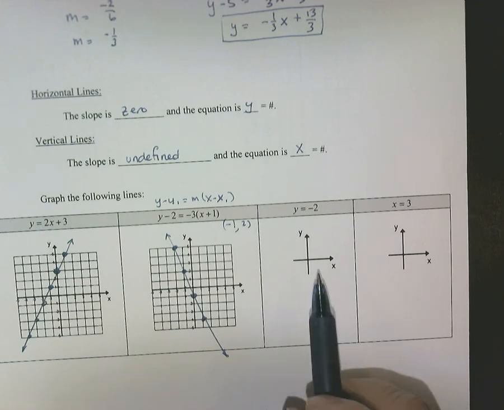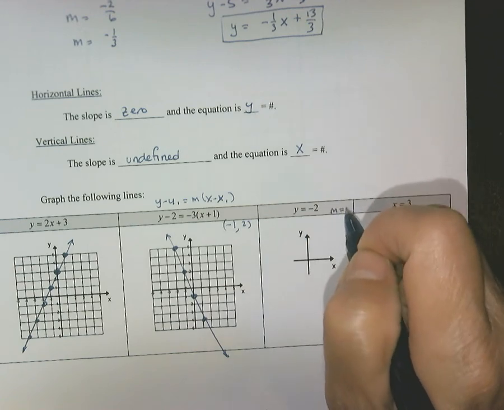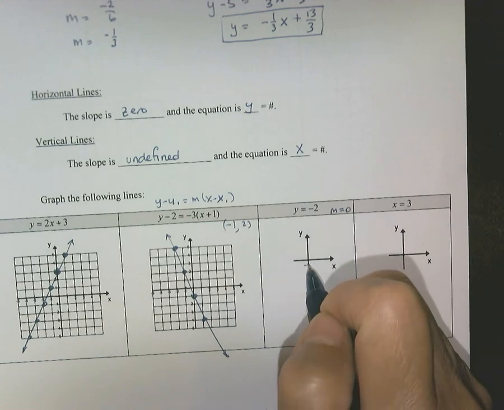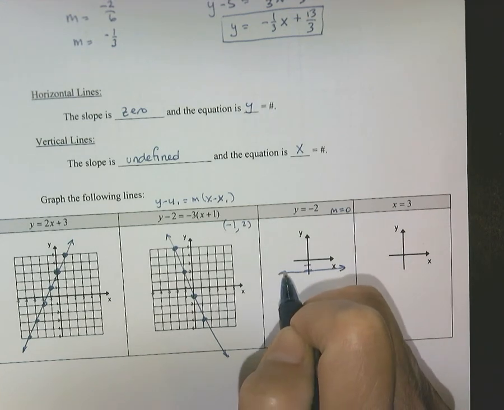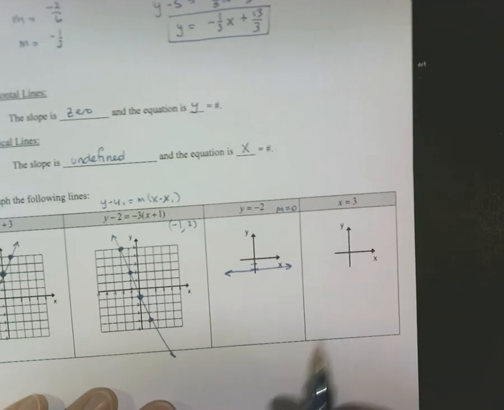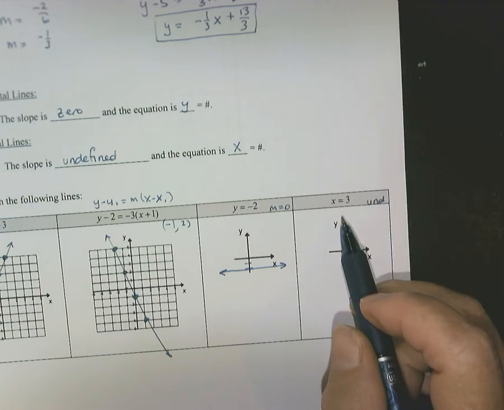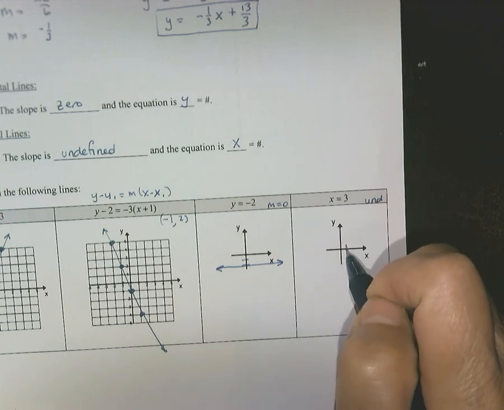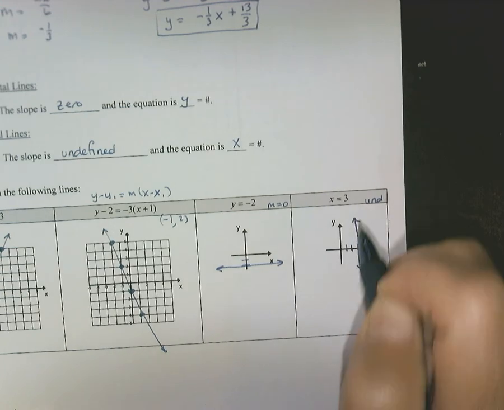Then I've got a horizontal line. This one has a slope of 0 because it's y equals a number. Y equals -2. So I'm going to make a hash mark at -2, and I'm just going to draw a horizontal line. This next one, my slope is undefined. It's going to go straight up and down. It does not pass the vertical line test because it is a vertical line. So it's going to be x equals 3. I'm going to make hash marks to get to 3. And I'm going to draw a vertical line.